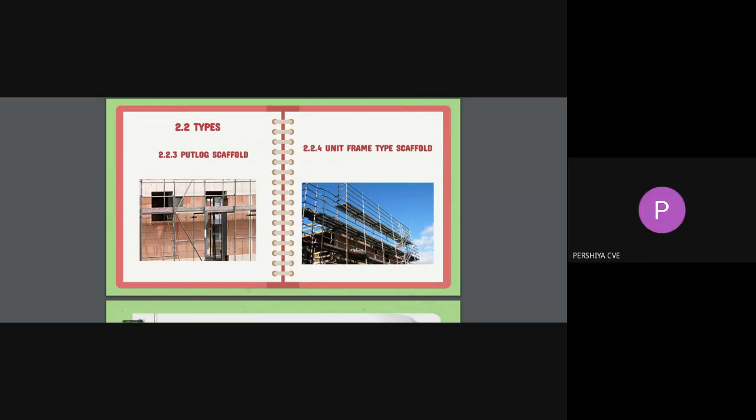And the fourth one is the unit frame type scaffold. In this type, independent or putlock scaffold consists of an assembly of prefabricated frames suitably connected or fitted and used in combination with or without individual tubes.